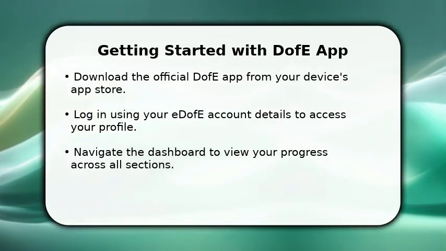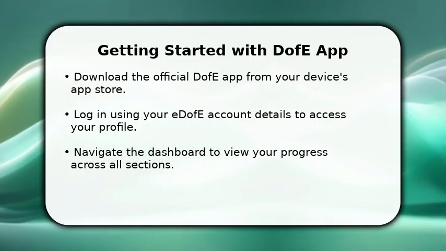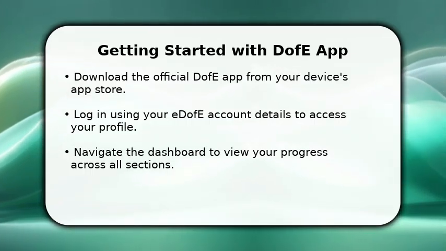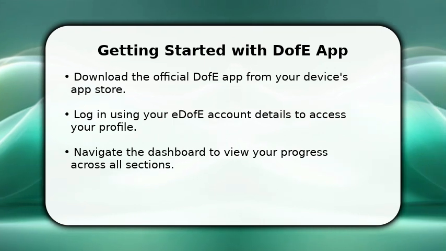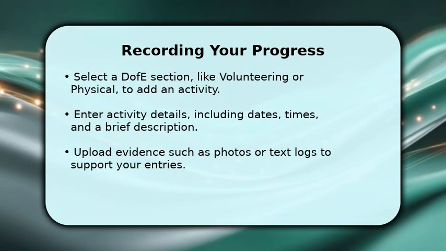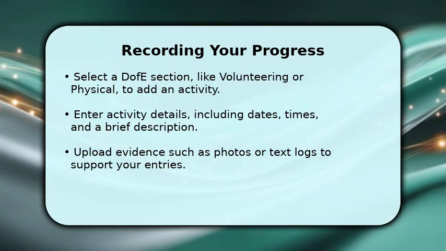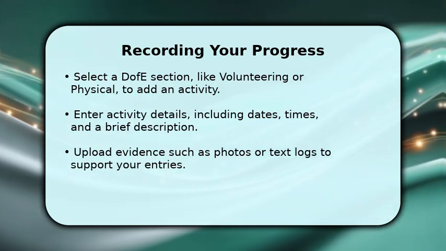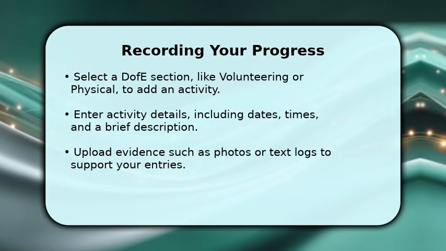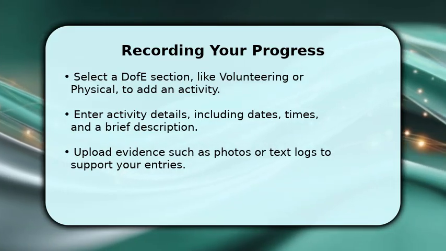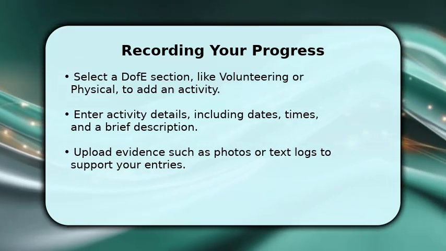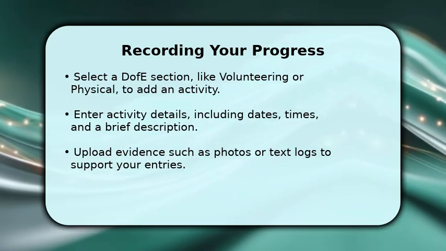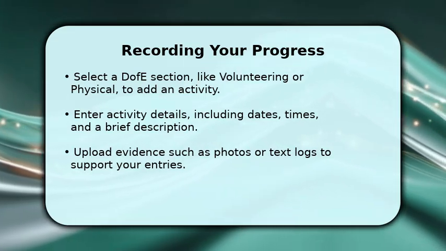8 digits. After logging in, you will see your personalized dashboard, allowing you to view your progress across all award sections. To record your progress, simply select one of the 4 DOFE sections, such as physical or skills, from your app's main menu. You will then enter the specific activity you are undertaking, along with important details like start dates, planned duration, and a clear goal.